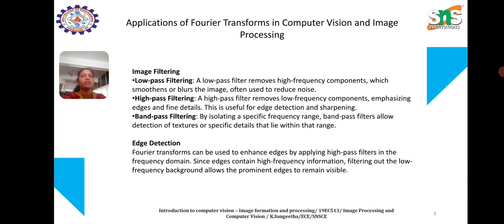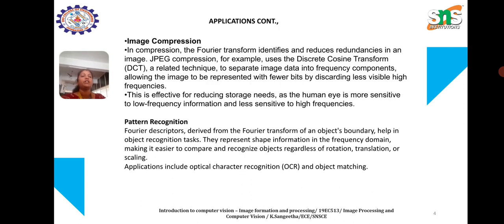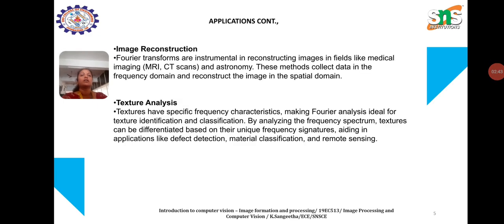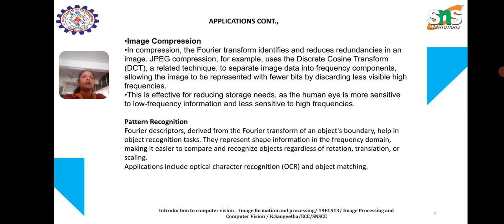So, image compression in the frequency domain. In image compression, the Fourier transform identifies and reduces the redundancies in an image. JPEG compression, for example, uses the discrete cosine transform and related techniques to separate image data into frequency components. In frequency based compression methods, the Fourier transform is used to identify and retain significant low frequency components while discarding less noticeable high frequency data.